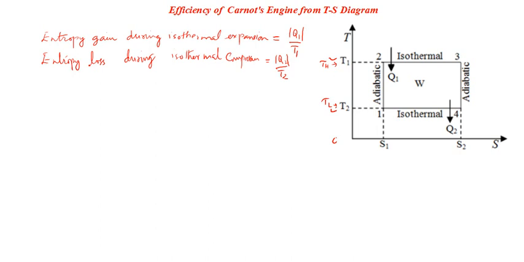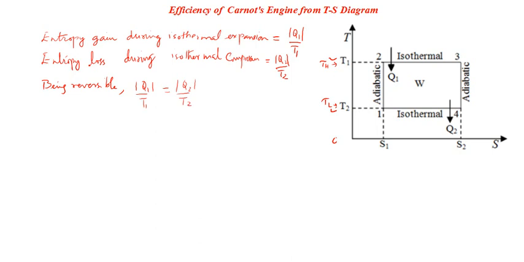Right now, so you got it's Q2 divided by T2. Now, see, since the Carnot cycle is reversible, we have already proved this fact. Being reversible, what is the relation between Q1 by T1 and Q2 by T2? For a reversible cycle, Q1 by T1 is equal to Q2 by T2, right?